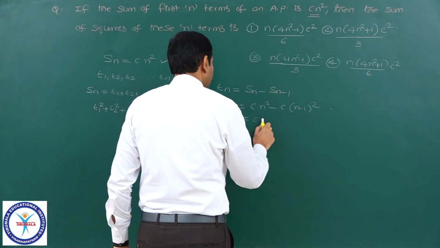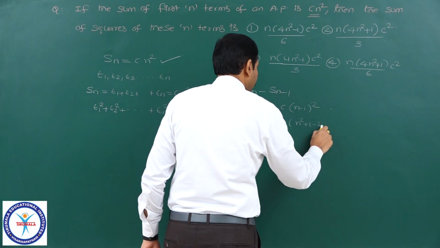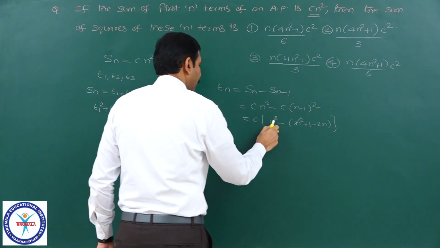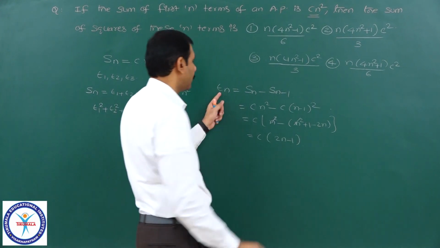It is equal to C into, simplification, n square minus of n square plus 1 minus 2n. This n square will get cancelled, it is C times (2n minus 1). This is the Tn I got.